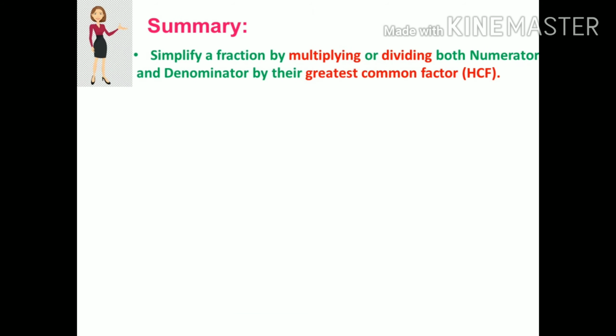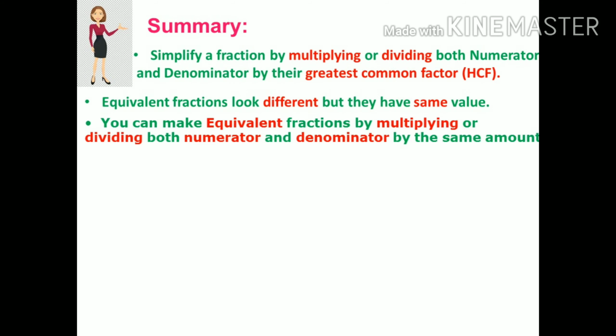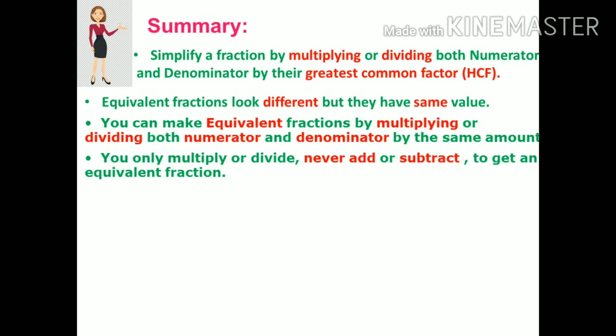Summary: simplify a fraction by multiplying or dividing both the numerator and denominator by their greatest common factor. Equivalent fractions look different, but they have the same value. You can make equivalent fractions by multiplying or dividing both the numerator and denominator by the same amount. You only multiply or divide, never add or subtract, to get an equivalent fraction.